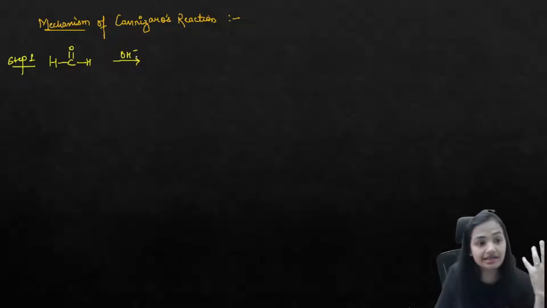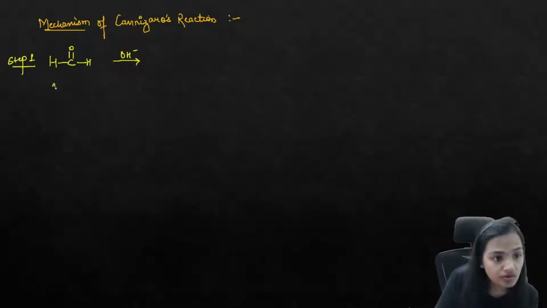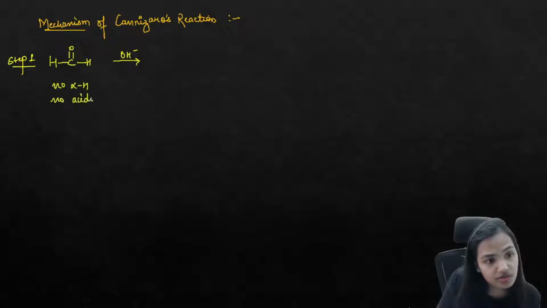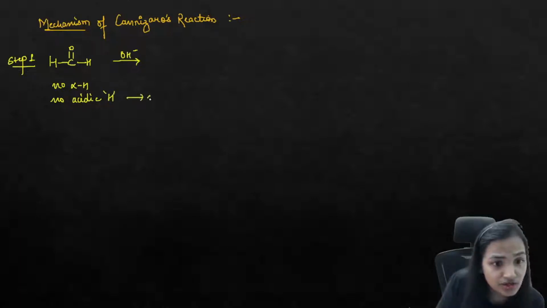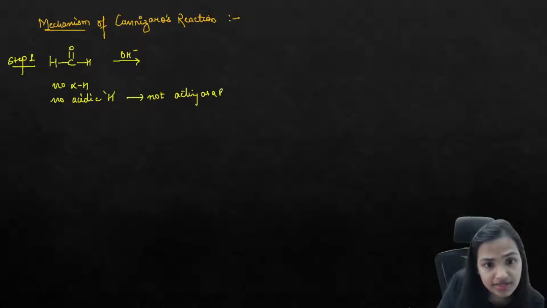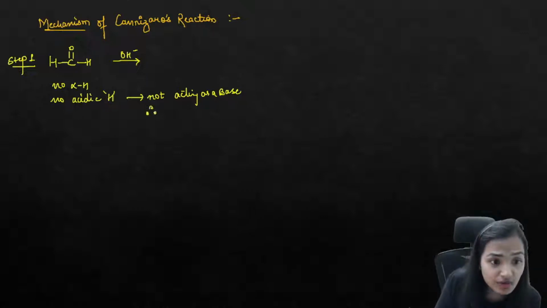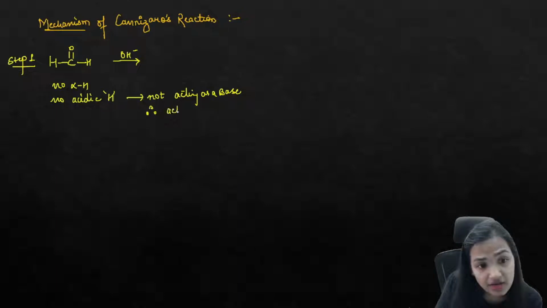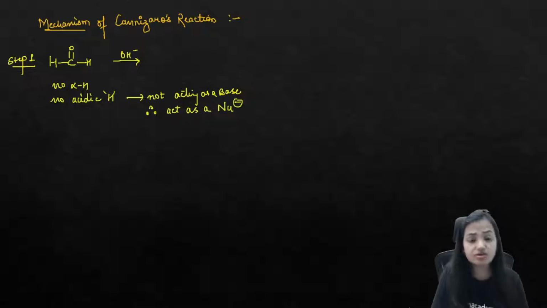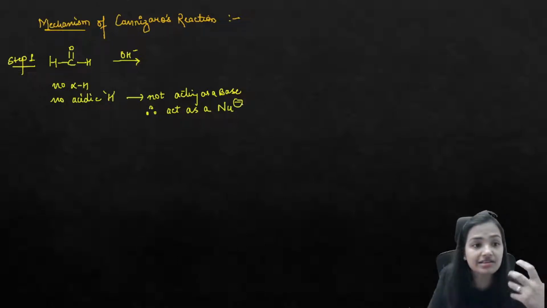When this base is there, do you have any acidic hydrogen? No. No alpha hydrogen means there is no acidic hydrogen. If there is no acidic hydrogen, will it act as a base? No, it will not act as a base. Please write everything so that it becomes easy for you to understand. Therefore, it will now act as a nucleophile because there is no proton to abstract. So ultimately it will not be acting as a base, it will be acting as a nucleophile.